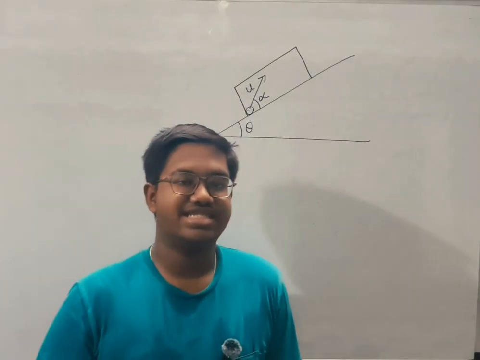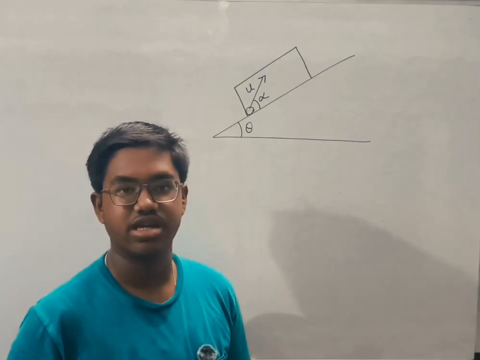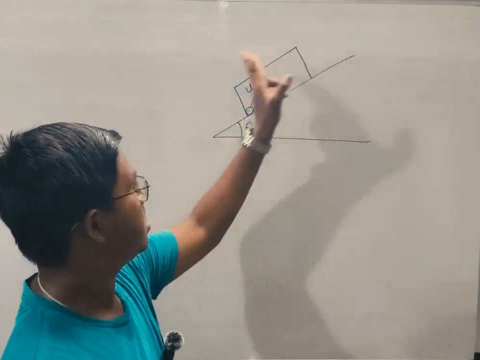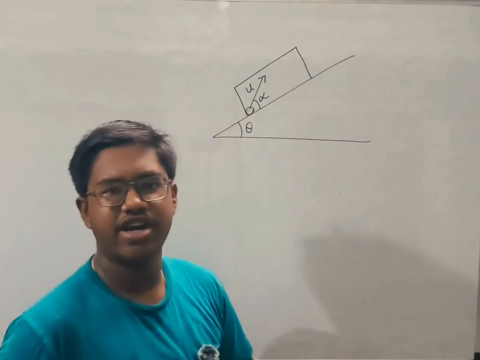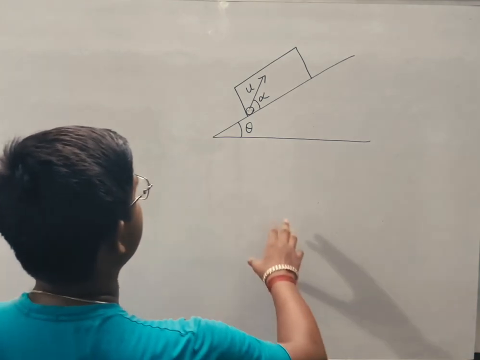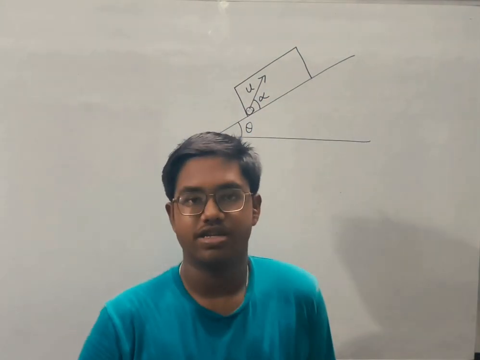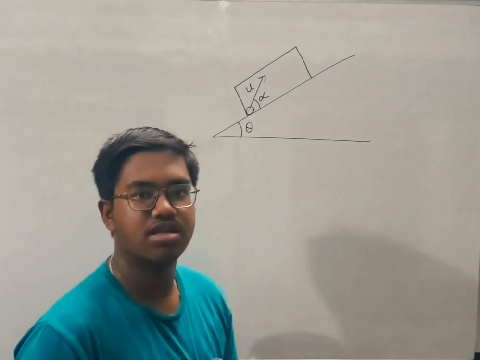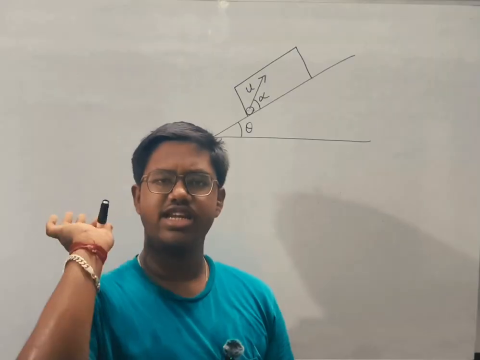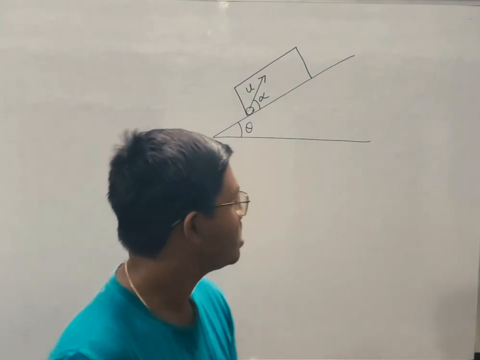Let's see, don't see the solution if you have not read the question. There you can see the question, and this diagram is also provided in the question. Here you can see a block is falling from an inclined plane. The angle of inclination is theta. You have also done projectile motion in an inclined plane, but here is a twist.